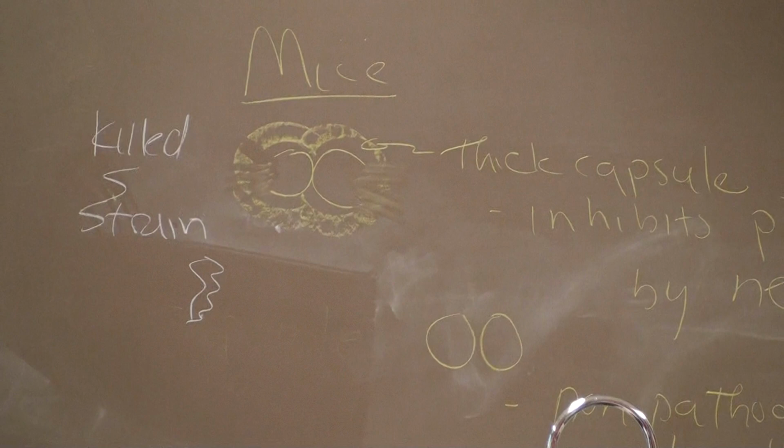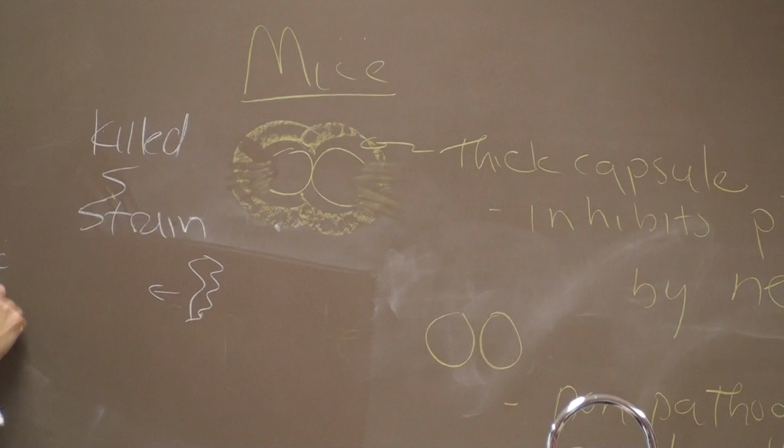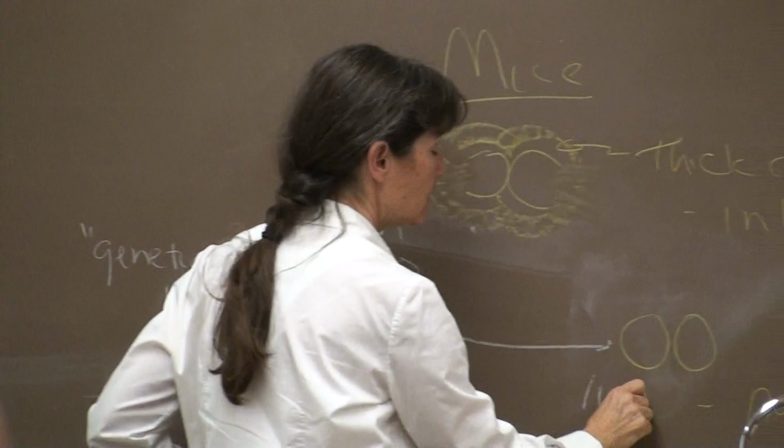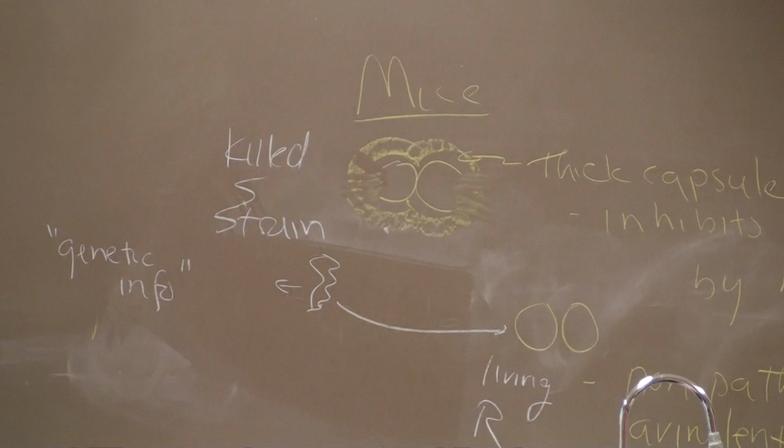That genetic information, I'm just going to put it as a squiggle here, you guys, because back in the 1920s, nobody knew for sure what the genetic information of cells was. So we'll just call this the generic genetic information. Nobody knew what it was. The genetic information was taken up by the living R cells.